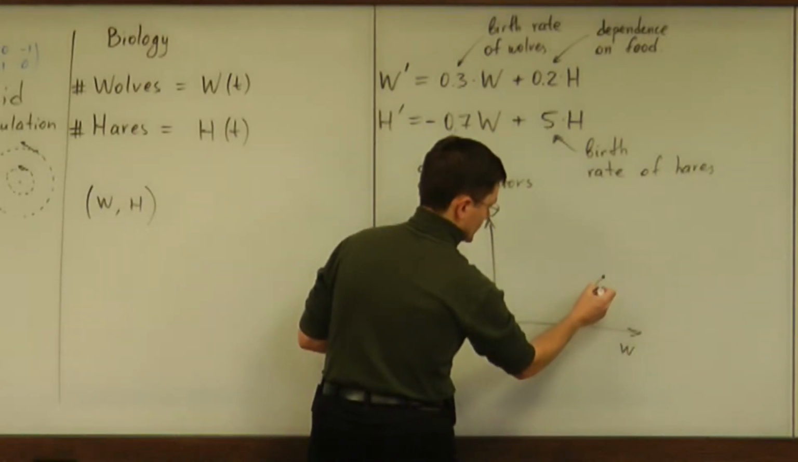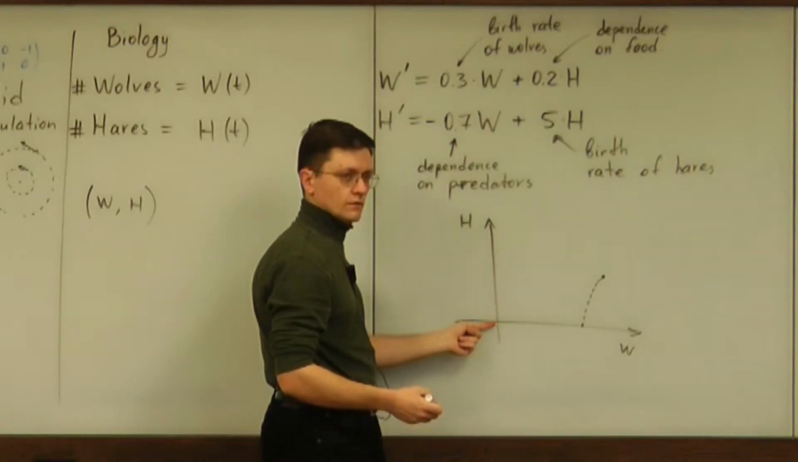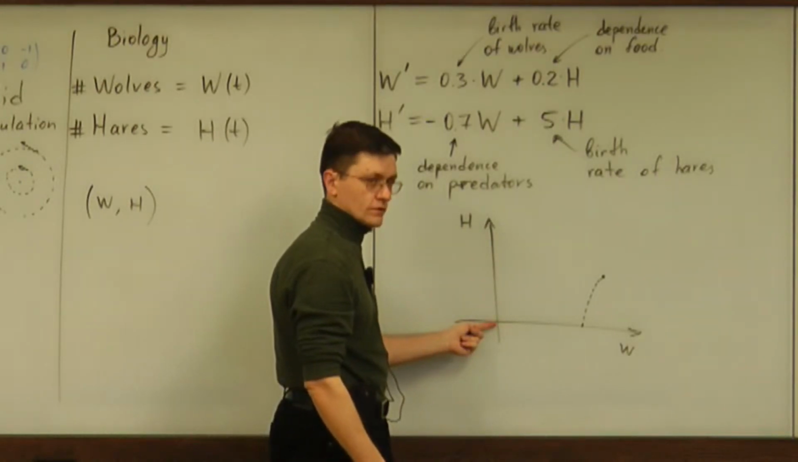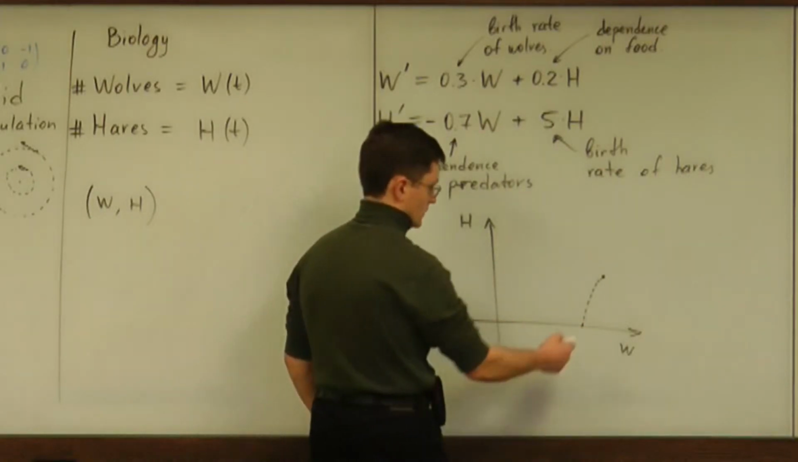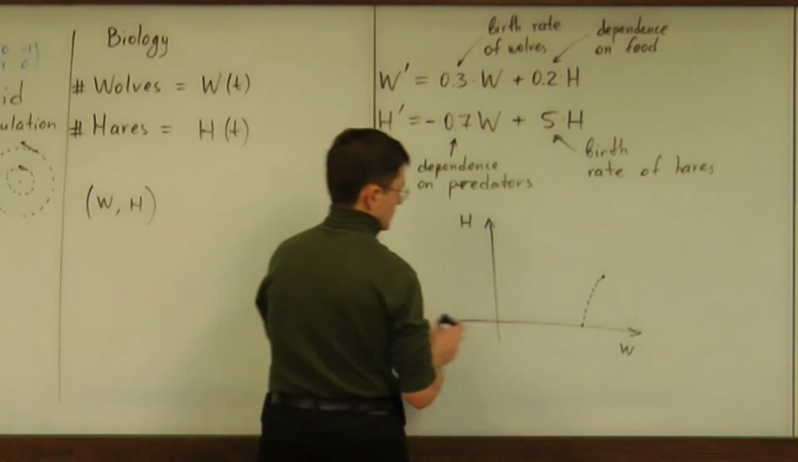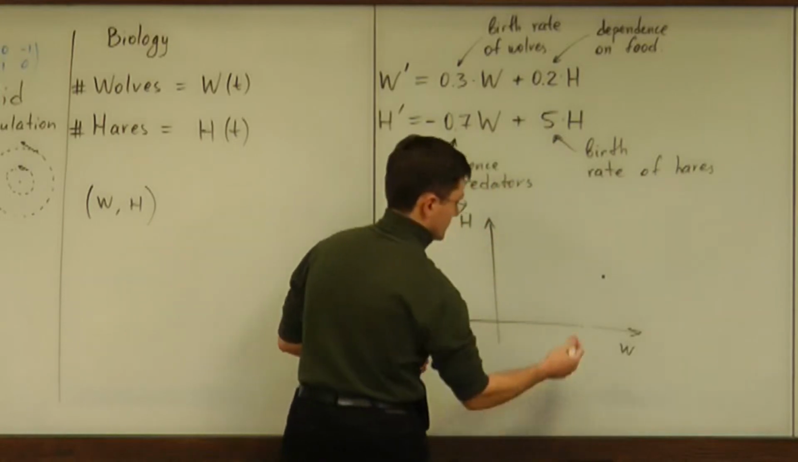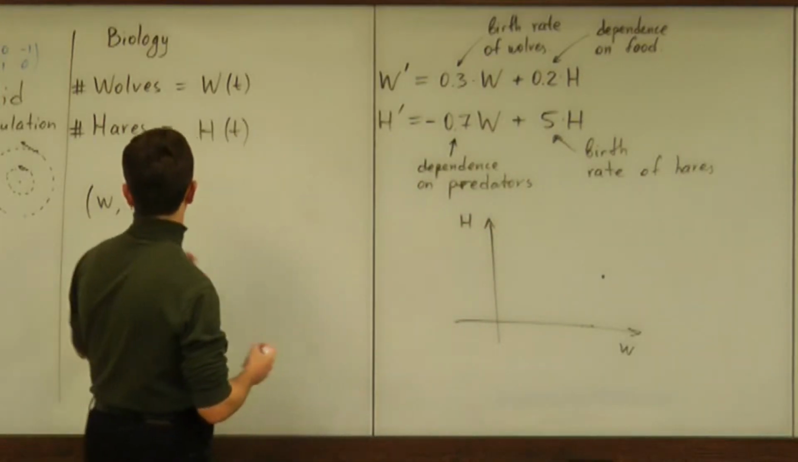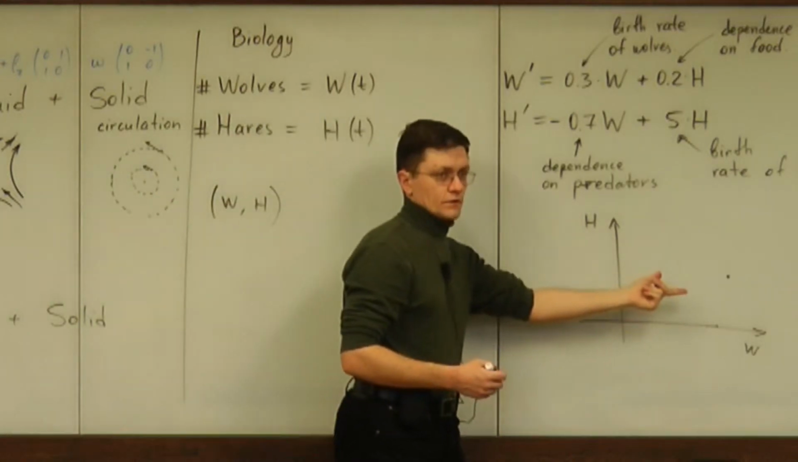For example, if that point moves here, that means population of hares vanishes at some time in the future, while the population of wolves doesn't. So that's the kind of consequences we would like to make, the kind of predictions we would like to see. So we interpret this pair as a point in a plane, so we got a plane.